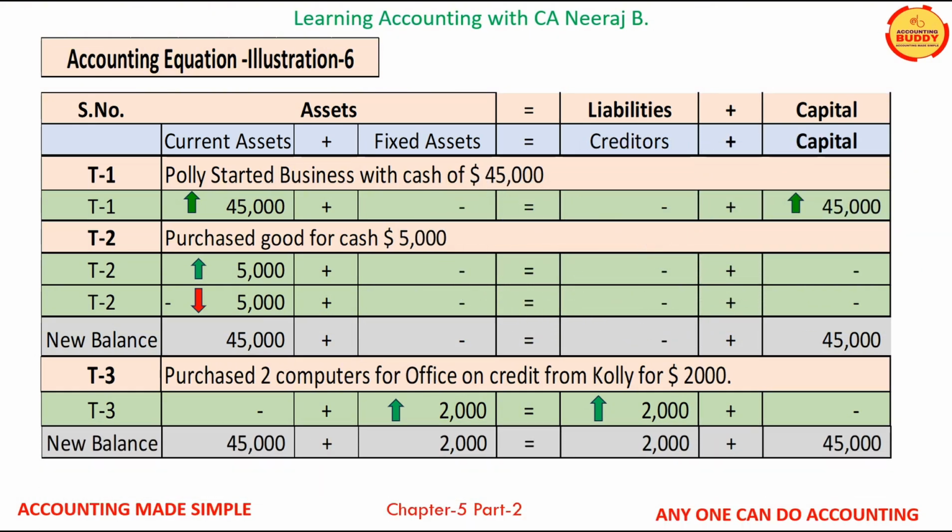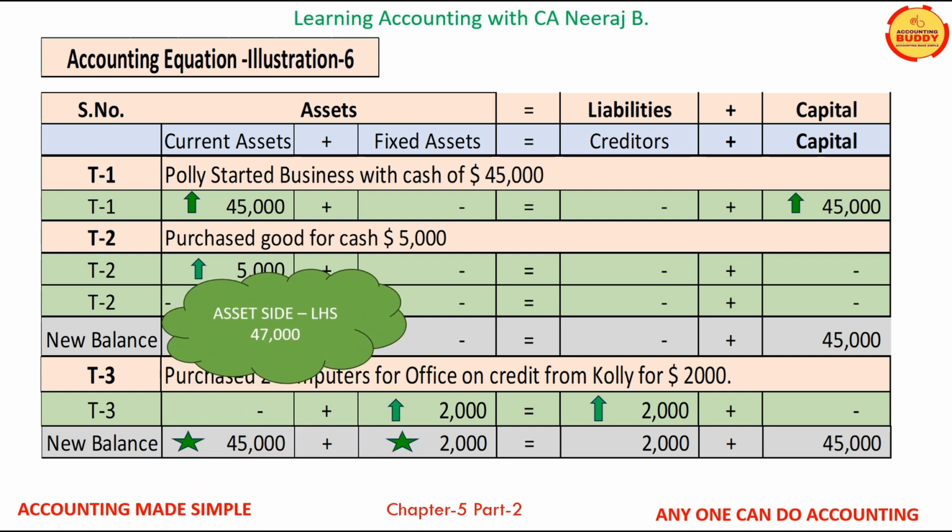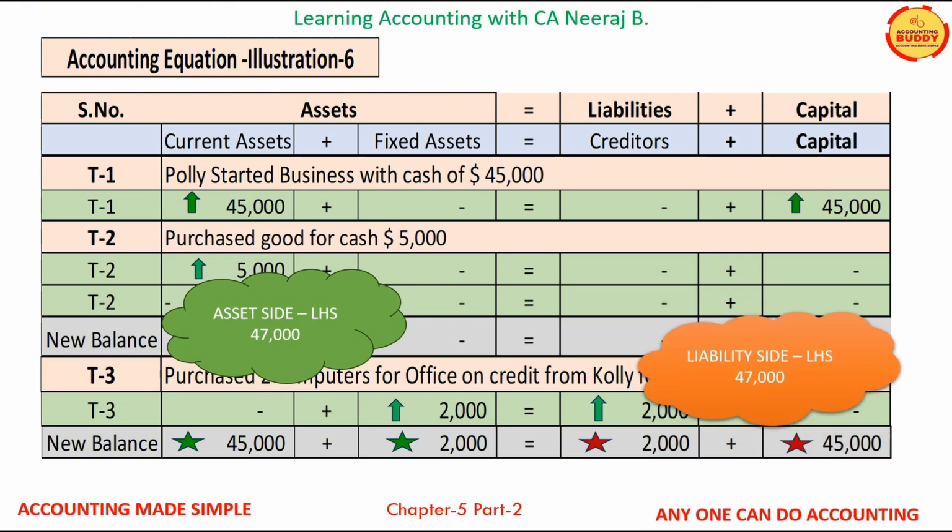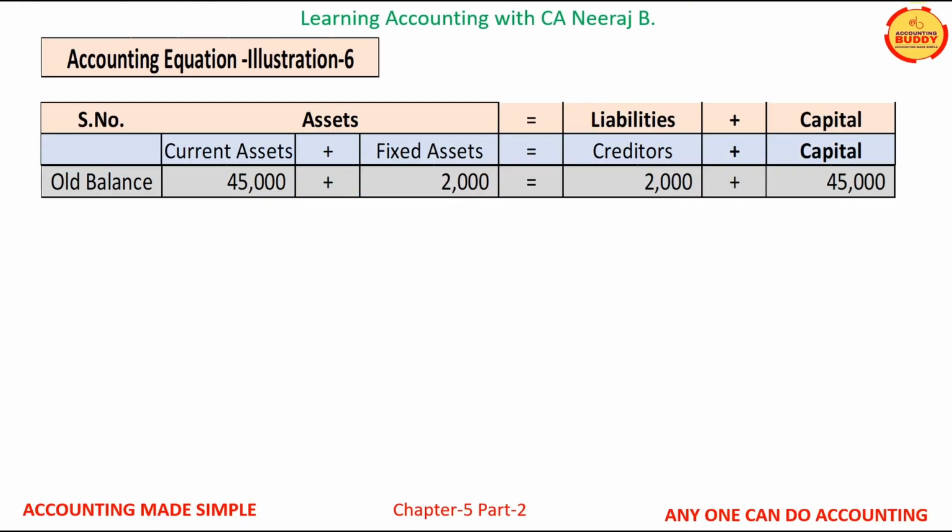Post T3 transaction, the new accounting equation balance will be $45,000 of current assets, $2,000 of fixed assets, totaling to $47,000 of total assets of the business. And on the right hand side, we will have $2,000 of liabilities plus a capital of $45,000. Balance of the old accounting equation carried forward from the previous slide is displayed on your screens.